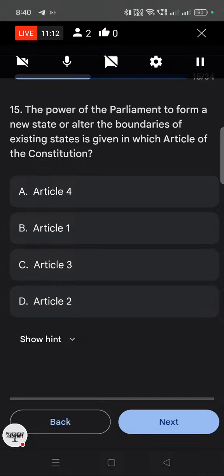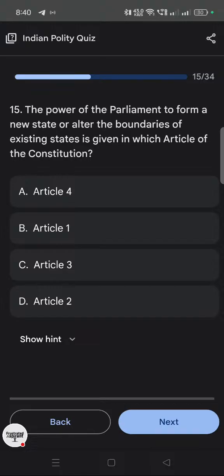The power of the Parliament to form a new state or alter the boundary of existing states is given in which article? India is a Union of States. Article 2 and Article 3. The power, 3 or 4.